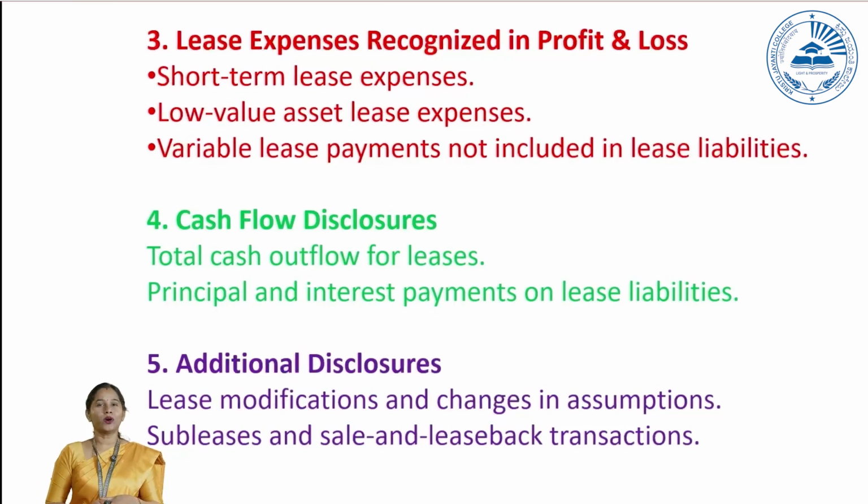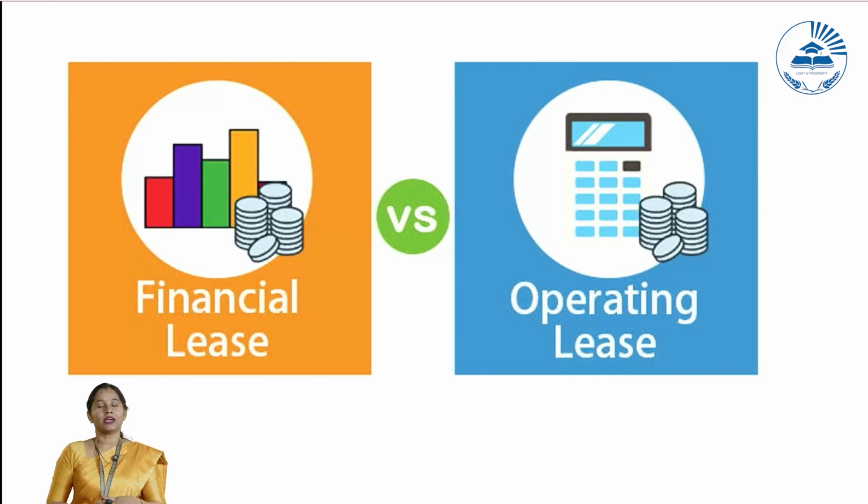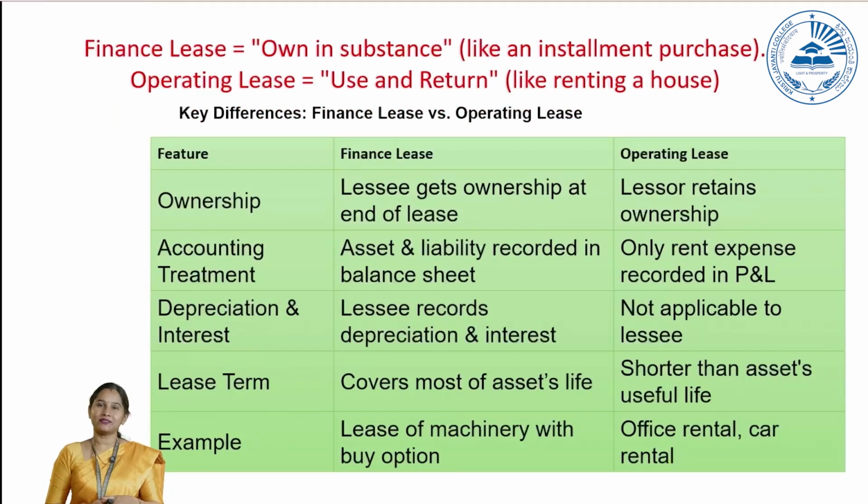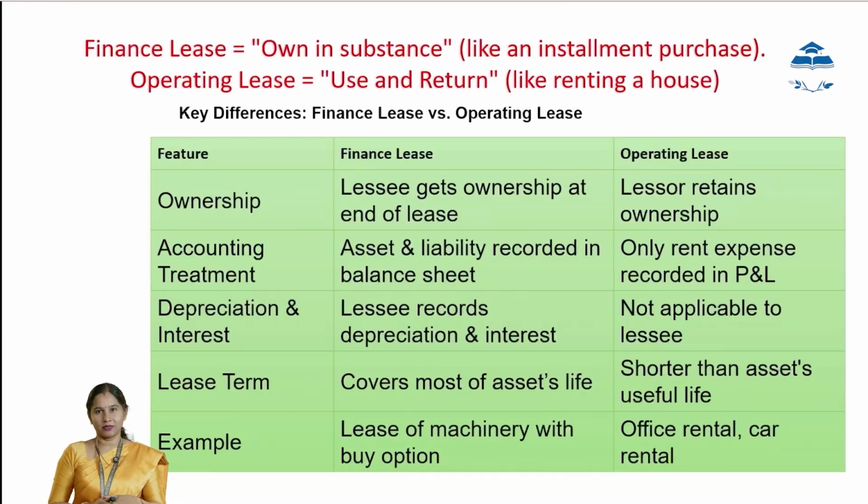Now let's move on to disclosure from the perspective of the lessor. Before seeing the lessor's disclosure, we need to be clear on 2 terms, financial lease and operating lease. What is meant by financial lease? The example I have given here is own in substance. So we have taken a particular building for a lease period.